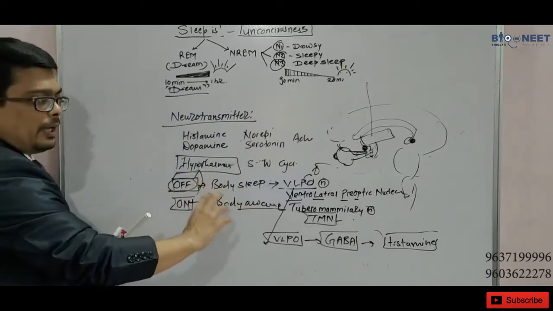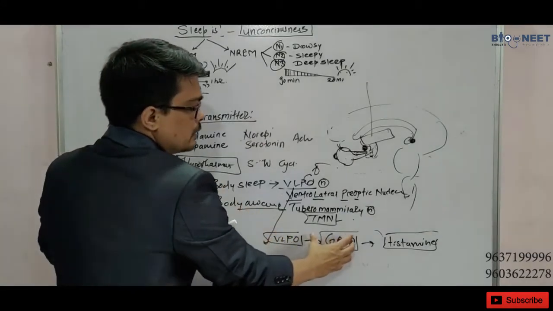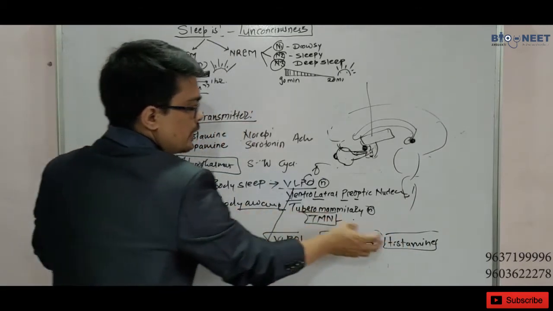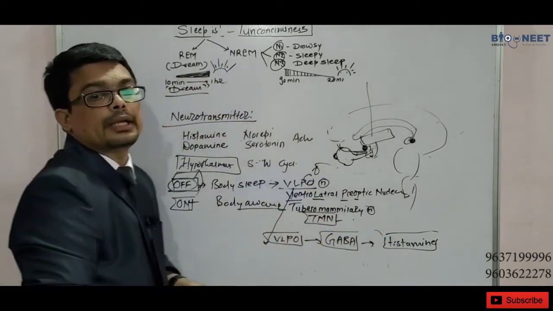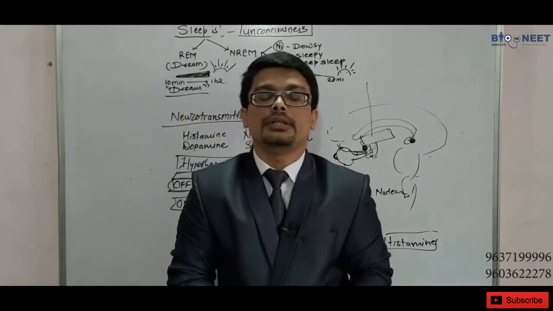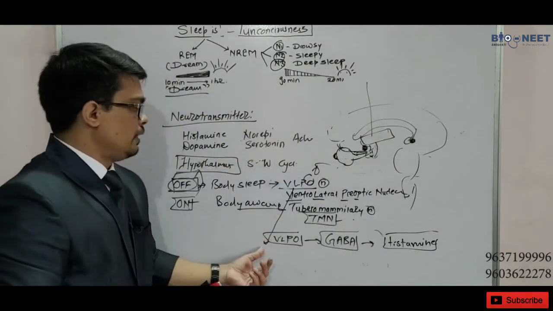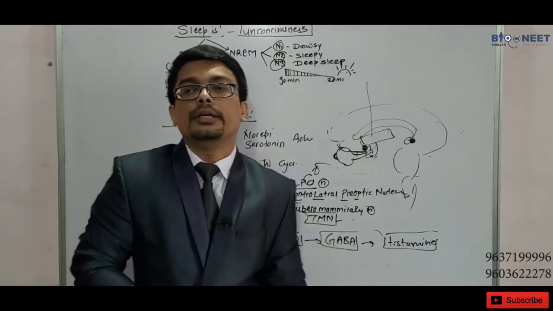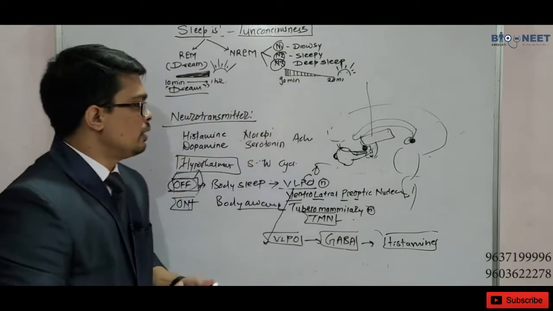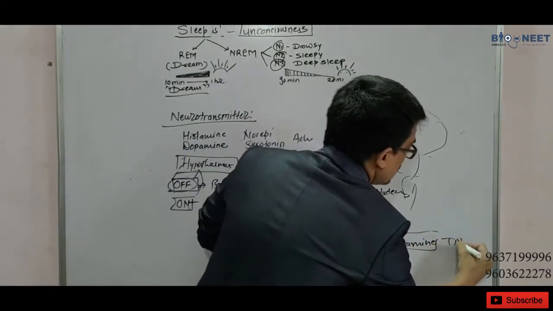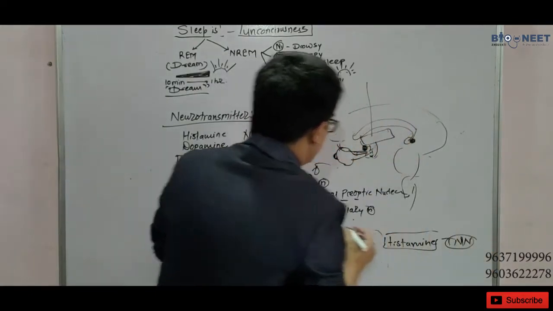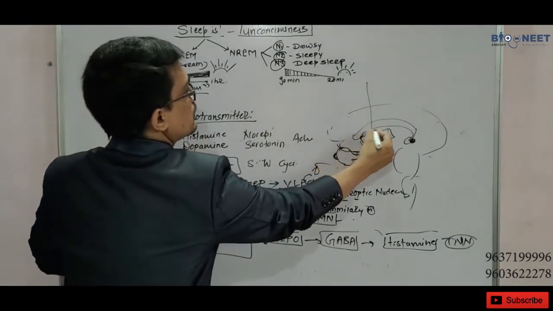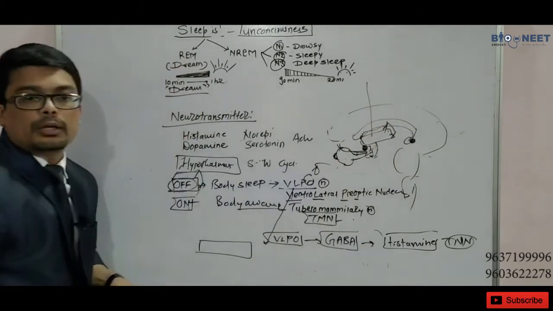Now how do they act? VLPO releases GABA, and GABA acts on the TMN, where there is a release of histamine. What exactly happens after that we will see. After VLPO releases GABA, gamma aminobutyric acid, there is a release of histamine from the TMN center. If you see here, I just drew the box here, that is in the hypothalamus.